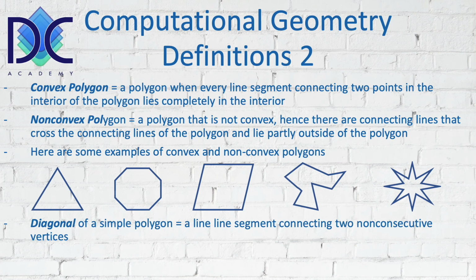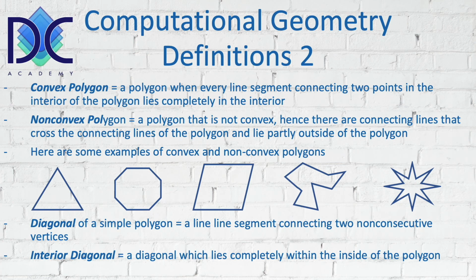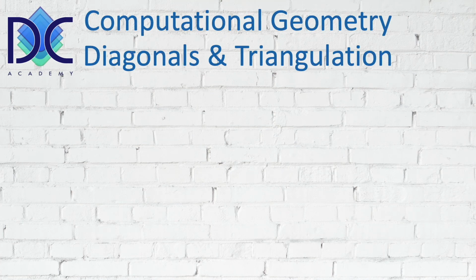Now, what is a diagonal? The diagonal of a simple polygon is a line segment connecting two non-consecutive vertices. So let's have a look at what it can be. We have the internal diagonal, which is a diagonal which lies completely within the inside of the polygon. And we will see that all diagonals, when we have a convex polygon, are basically interior diagonals. Let's have a look at the diagonals and the triangulation of those different polygons.